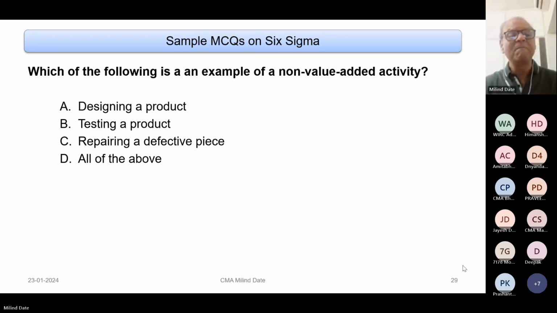Another question, which of the following is an example of non-value added activity? Is designing a product non-value added? Testing a product non-value added? Repairing a defective piece non-value added? Or are all these activities non-value adding? Just type your answer here.